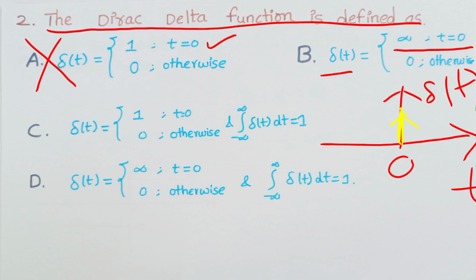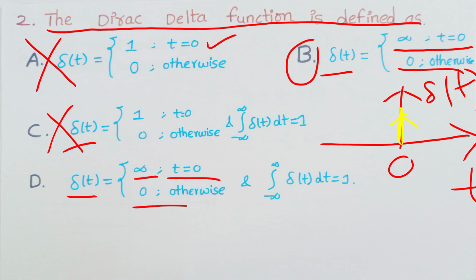Option B is the correct one, but we have to verify options C and D also, then only we can conclude option B is correct. Option B is somewhat correct, because it has the amplitude infinity at time t equal to 0 and 0 otherwise. Now coming to option C, that is del of t is equal to 1 when t equal to 0. Okay, it is wrong, because at t equal to 0 the amplitude is infinity. Now coming to option D, del of t is equal to infinity at t equal to 0, 0 otherwise. Up to this it is correct. Now coming to the second condition, integral from minus infinity to infinity of del of t dt equal to 1. It is also a correct one.